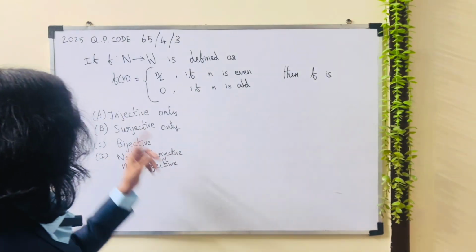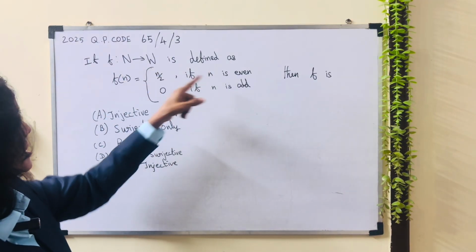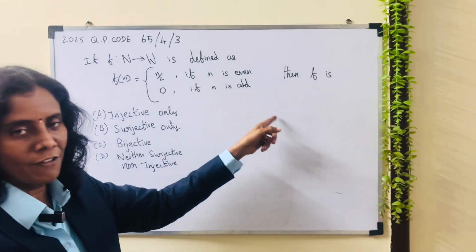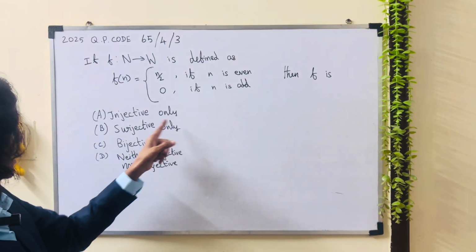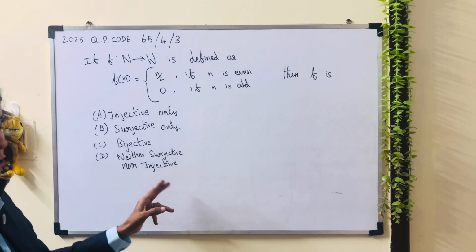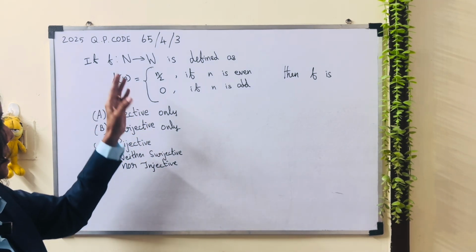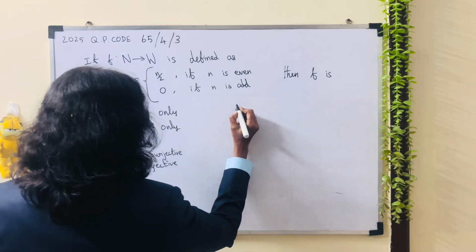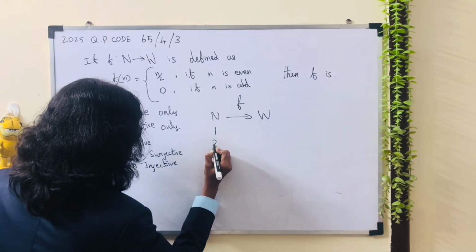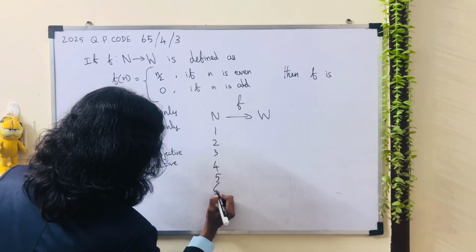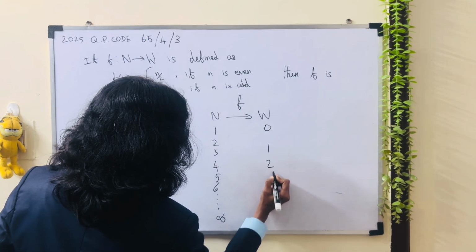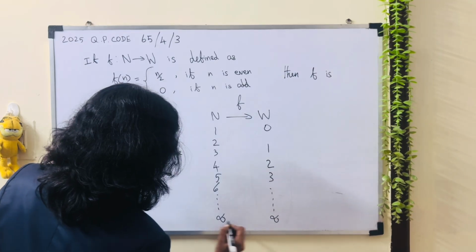Question number 3. If f from N to W is defined as f of n equal to n by 2 if n is even, 0 if n is odd, then f is injective only, surjective only, bijective, neither surjective nor injective. You have to check these 4 options. The function is given. Here f is from natural numbers to whole numbers. Natural numbers are 1, 2, 3, 4, 5, 6 up to infinity. Whole numbers are 0, 1, 2, 3 up to infinity.